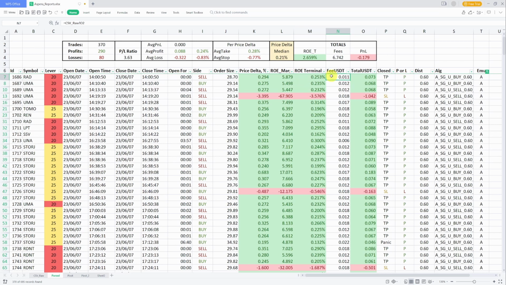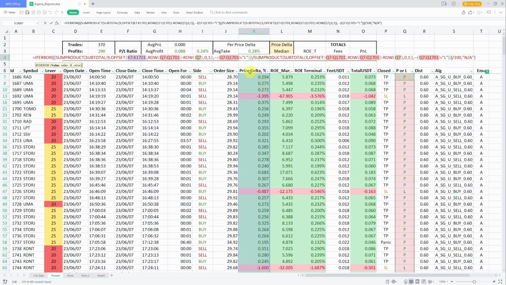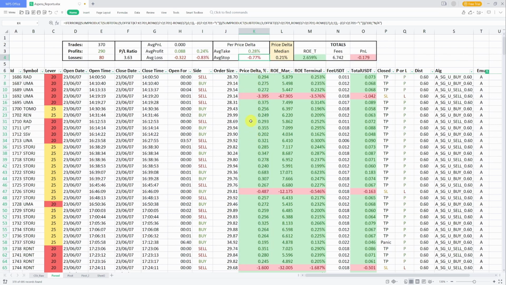But, well, first I have to explain why I want this. I wanted to know the average take and the average loss. Well, if the fees are included, this is not really the number to look at. What I want to know is the price change at which either the take profit or the stop loss was triggered. So in here, look at that formula, I am taking the price delta number here.